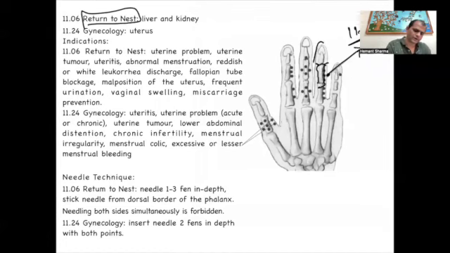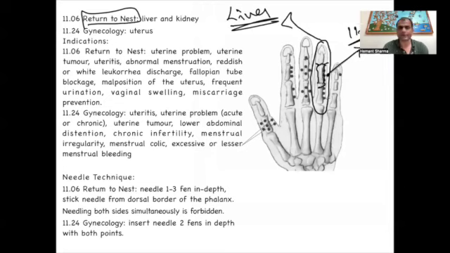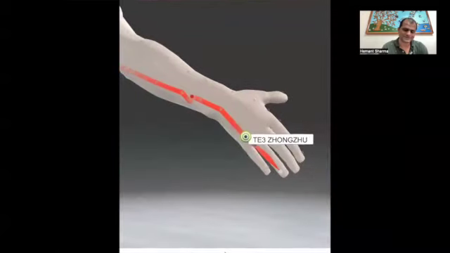I already told you earlier, the ring finger is the finger of liver, right? Ring finger is the finger of liver. So this point is working on the liver, and this point is working on the kidney as well. The question comes, why is this point working on the kidney? So the answer is this: what is triple burner?